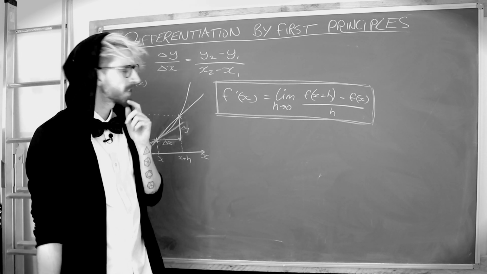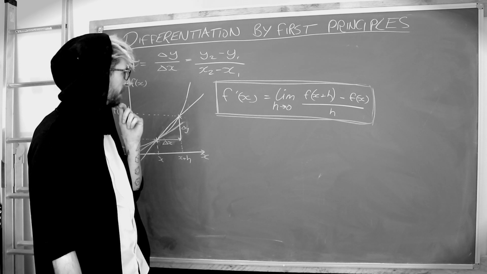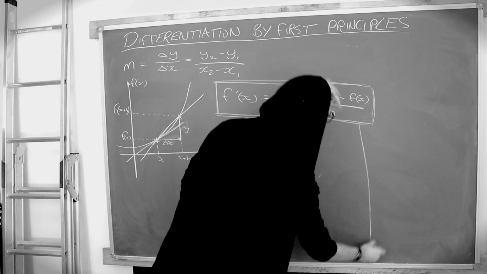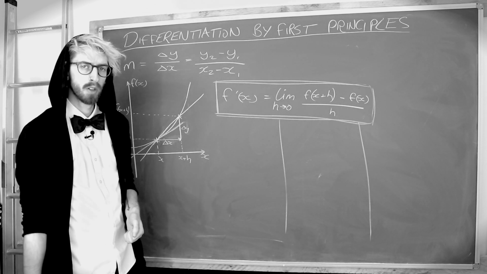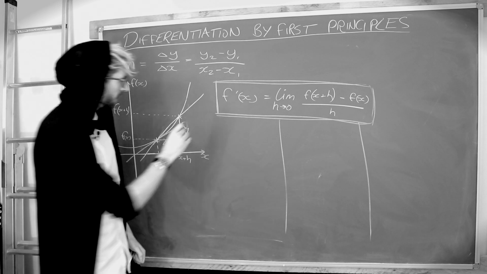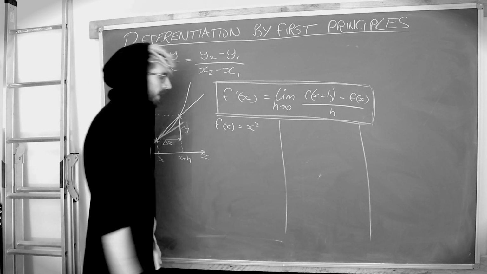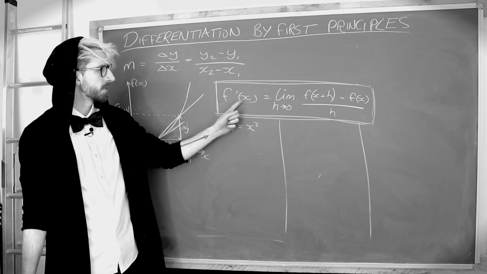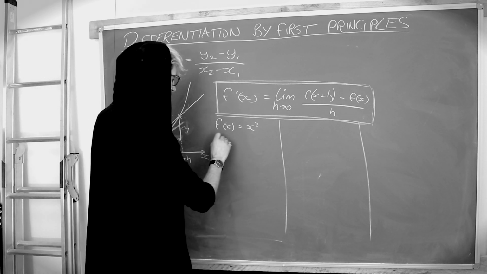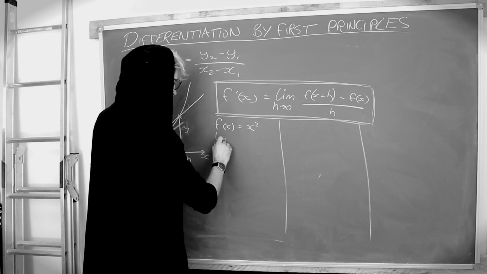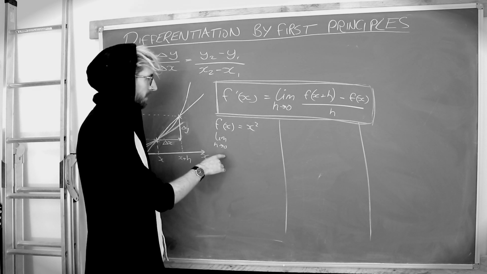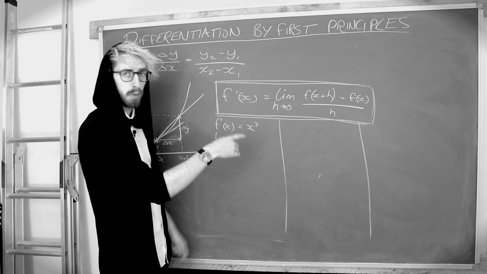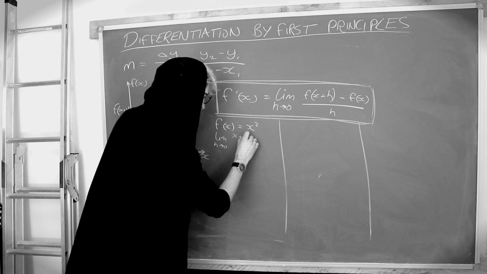I'm going to struggle with space a little bit here, but I'm thinking 1, 2, 3 examples. Let's go. Let's go really basic. f of x equals x squared. If we want the derivative, we're going to have to do this. So we put the limit as h tends towards 0 of f of x plus h. So we're going to replace the x with x plus h.